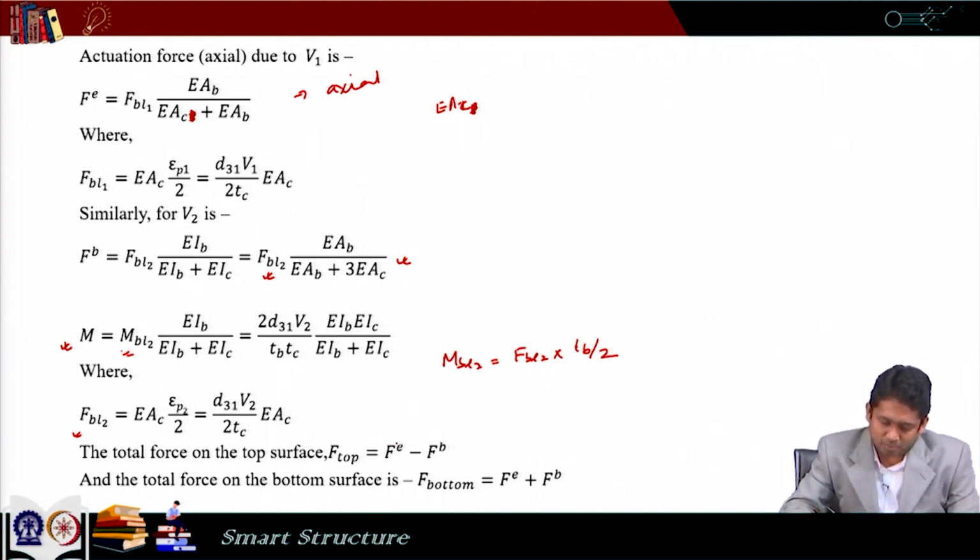Now that we know FE and FB, we can say that at the top surface the actuation force is FE minus FB, and at the bottom surface the actuation force is FE plus FB.